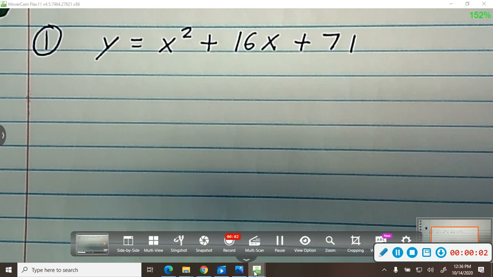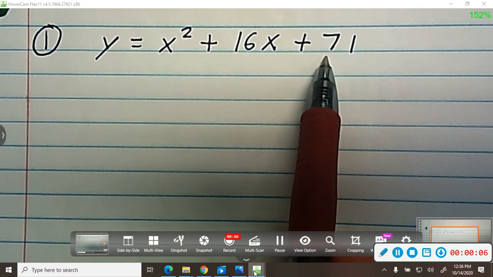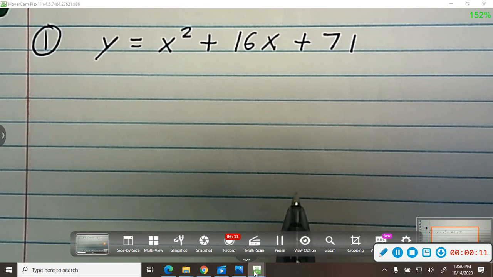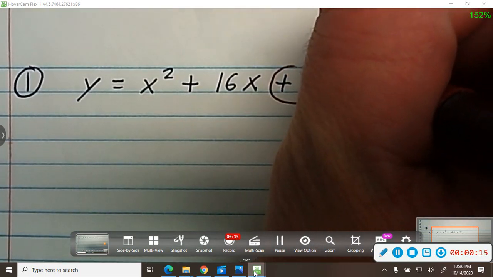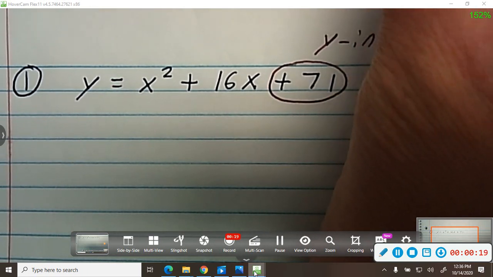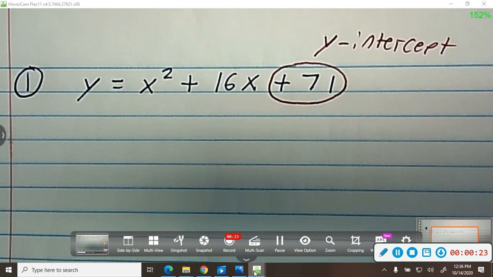So we're starting off with an equation in standard form, x squared plus 16x plus 71. All we know from this is what the y-intercept is. This is the y-intercept. So that's convenient to know.